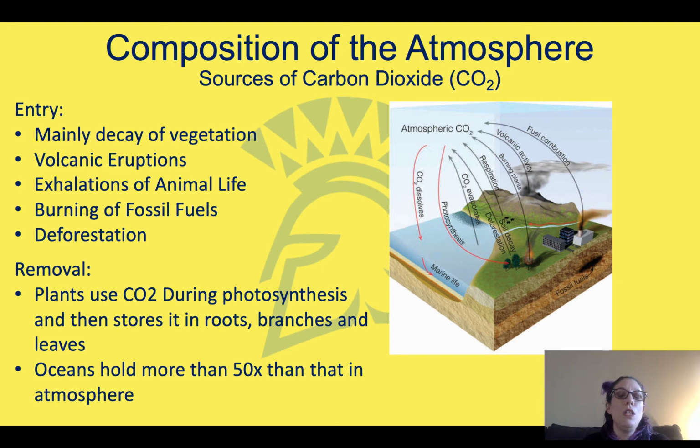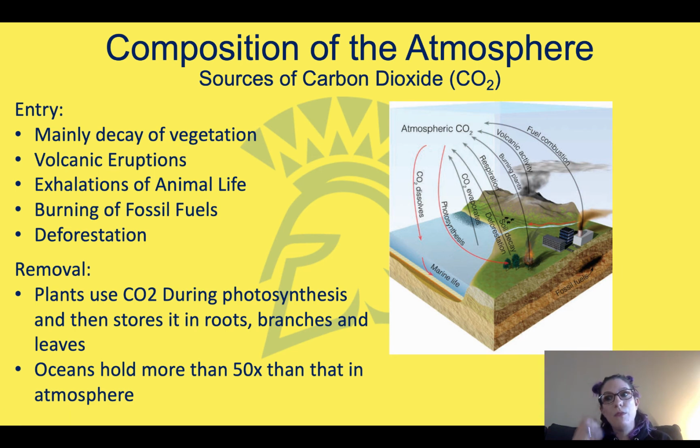Okay, so the second most variable gas is going to be carbon dioxide. We have different ways of carbon dioxide naturally and unnaturally coming into our atmosphere, and we have ways that it is removed from the atmosphere as well. So ways that it can enter are mainly the decay of vegetation.